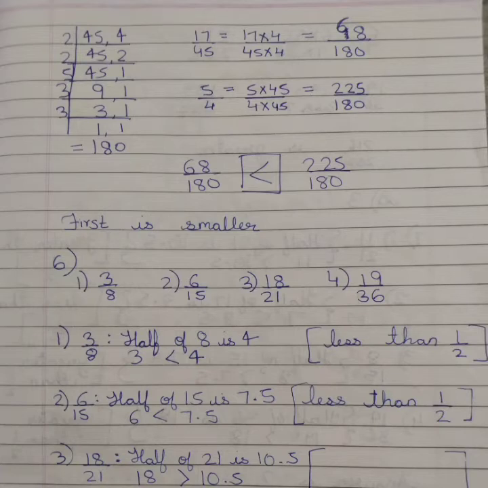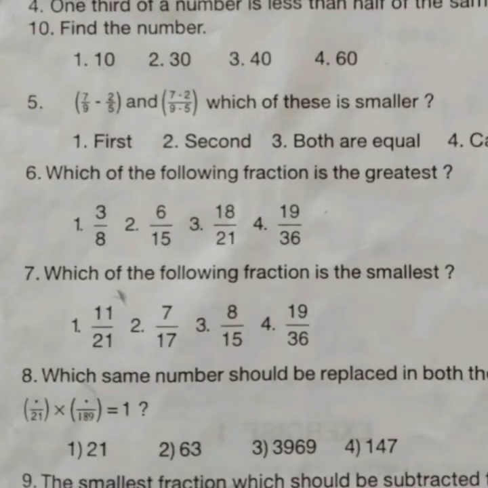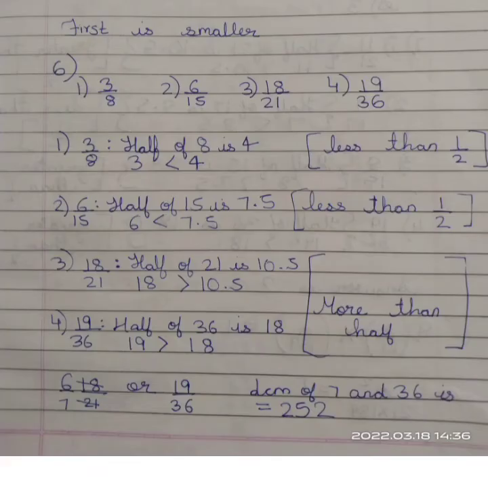Now the sixth question, which of the following fraction is greatest? Now we have to find which of the following fraction is greatest. So we can see by the LCM method, but it will be very time consuming. So we will see it by the half method. Half of 8, that means the denominator. We have to find the half of denominator and see if numerator is greater than it or smaller than it. So half of 8 is 4, 3 is smaller than 4. So 3 by 8, it is less than half.